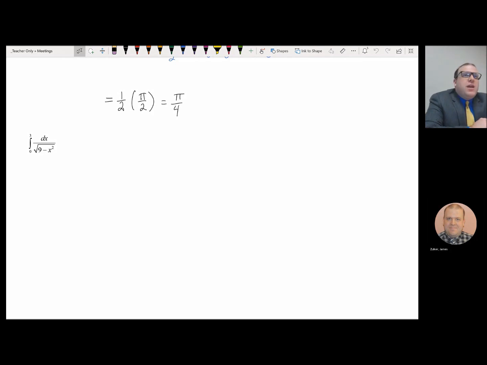1 over square root of 9 minus x squared has 2 discontinuities. And then, of course, it's just not defined outside of -3 and +3. It has a discontinuity at -3, and a discontinuity at +3. Our interval contains 3. This is an improper integral. It is discontinuous at 3. So we're going to have to replace 3 with some variable and take the limit.